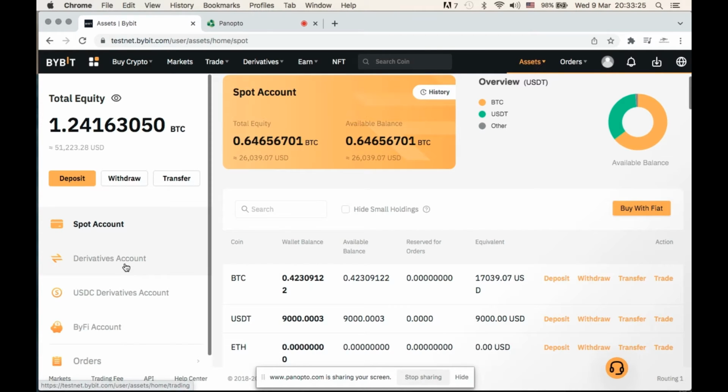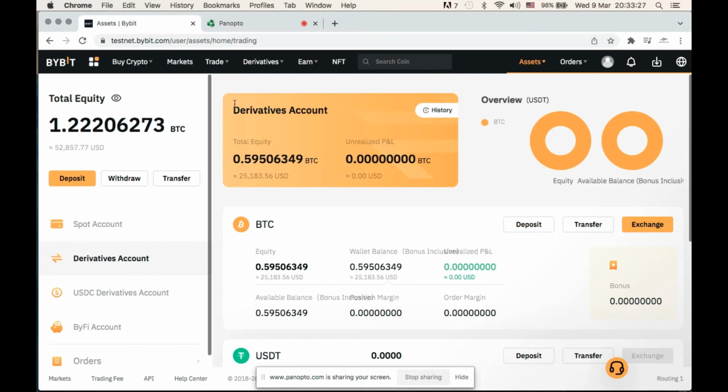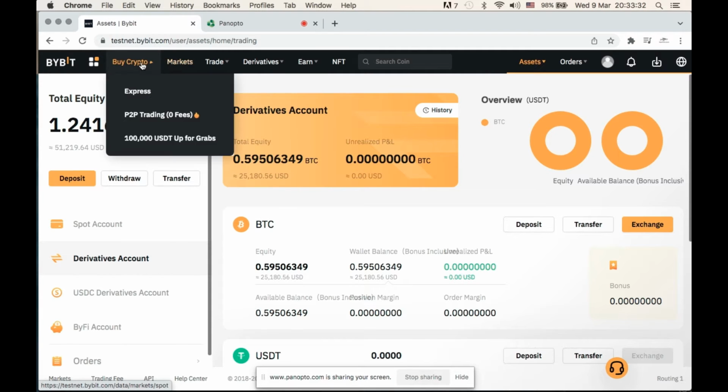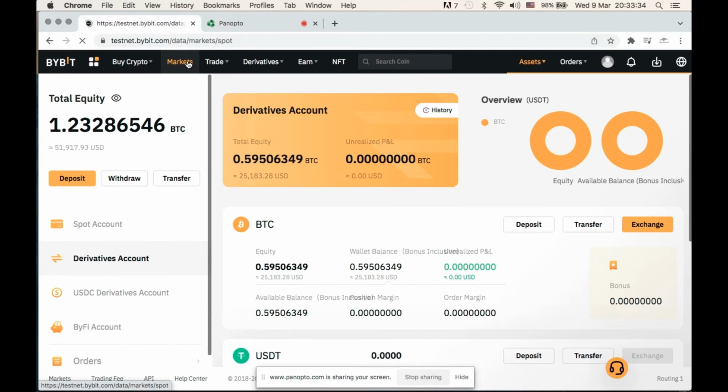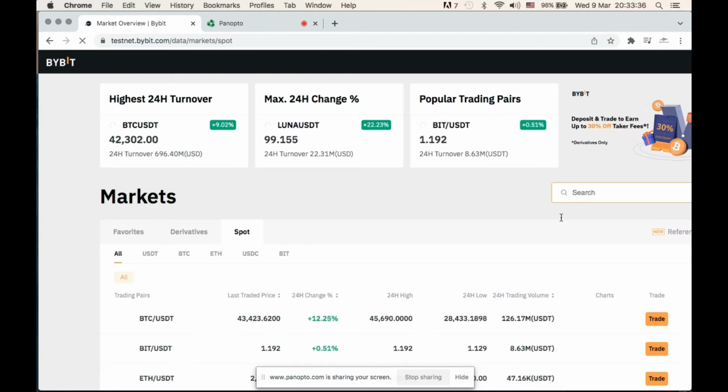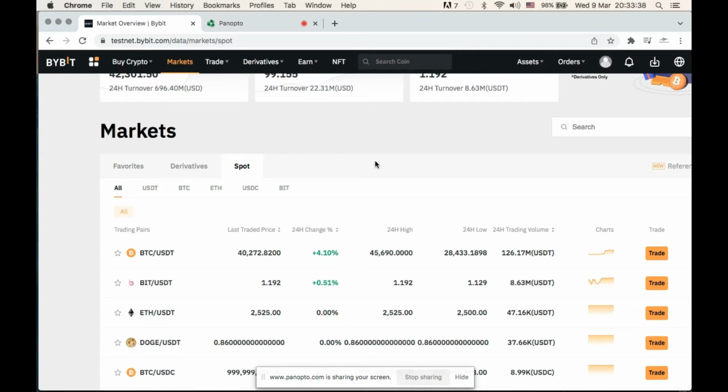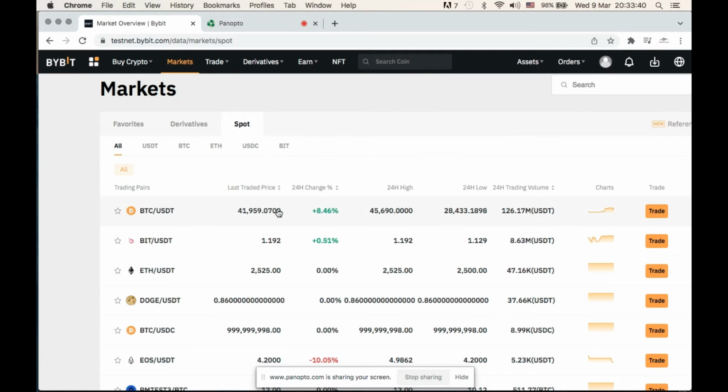So right now I have a derivatives account. Yeah, okay, great. So let's go ahead. Let's execute a trade. If you would like to buy some Bitcoin, you could go on to markets. Go on to markets. Go to spot Bitcoin. Find your pairing, right? It has to be BTC and USDT. Go ahead, open up.